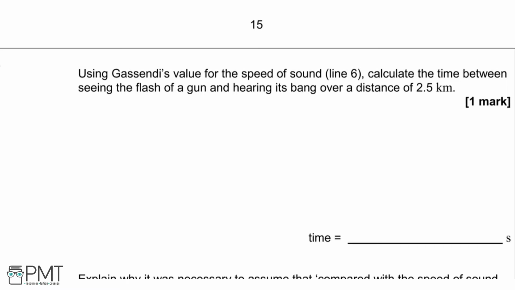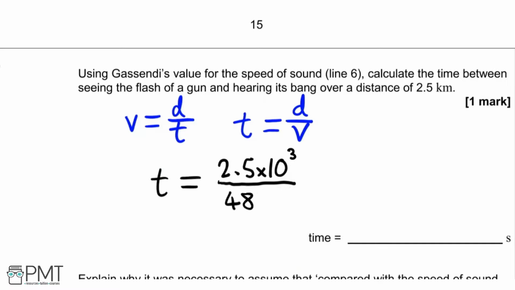So speed equals distance divided by time. Let's write that down first of all. And we want to rearrange that to make time the subject, because that's what we're trying to work out. So time is equal to distance divided by speed, or distance divided by velocity, or technically displacement divided by velocity if we're working in vector quantities. So let's input our values. So don't forget to put times 10 to the power of 3. Remember, this is 2.5 kilometers.